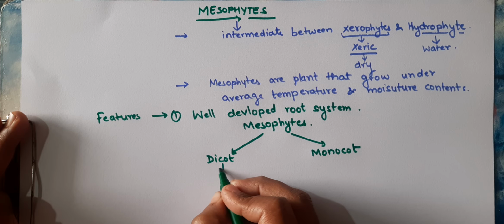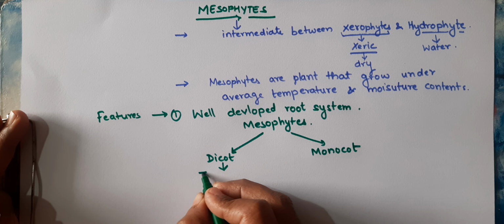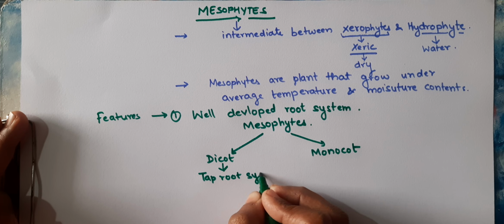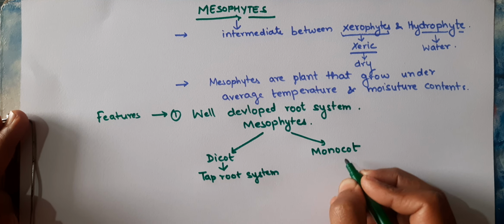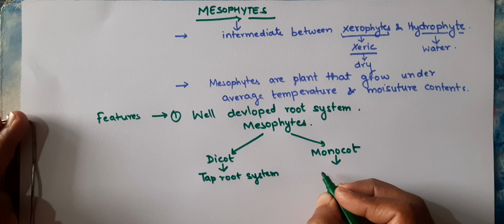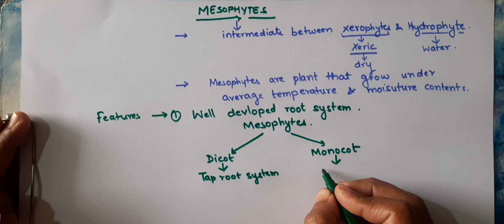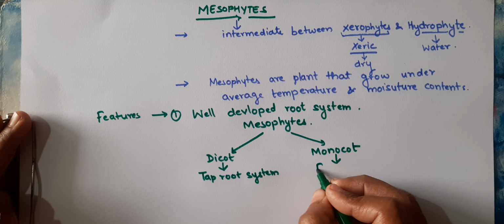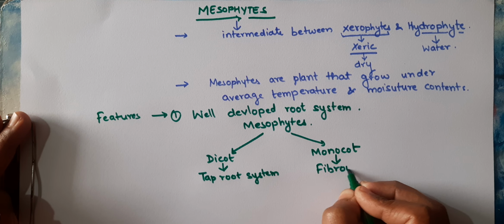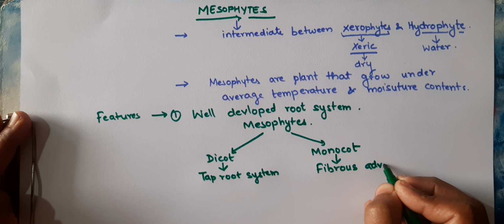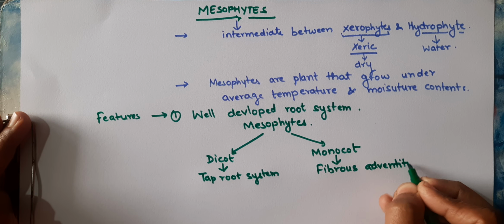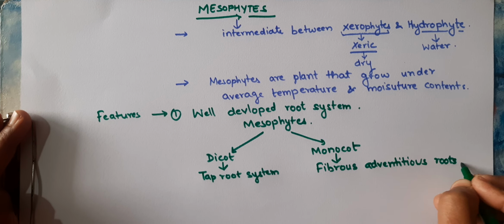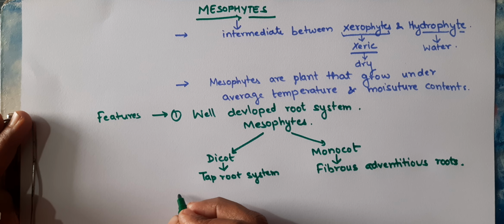Okay, so the dicot mesophytes possess the taproot system. I already told you that the mesophytes have a well developed root system for optimal functioning of the plant. The dicot mesophytes have the taproot system, whereas the monocots have fibrous adventitious roots. Okay, this we have to keep in mind and also write in the examination.